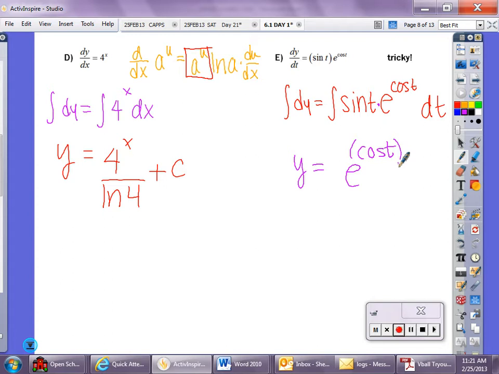I wouldn't. What am I missing? Why don't you just take the derivative and see what happens? Take the derivative of e to the cosine of t. What do you get? Negative sine of t e to the cosine of t. So what's actually hiding there? That's the derivative of the inside that's just hiding there. That's where that product comes from. So this is not the answer. What do I have to add in? A negative and then a plus c.